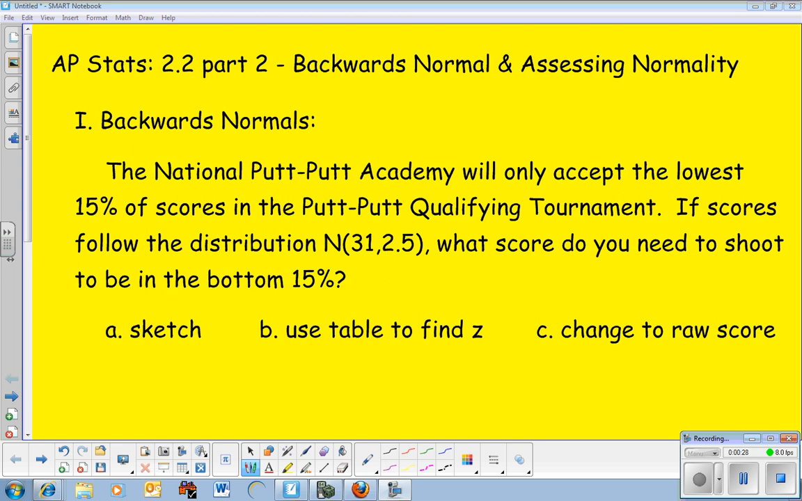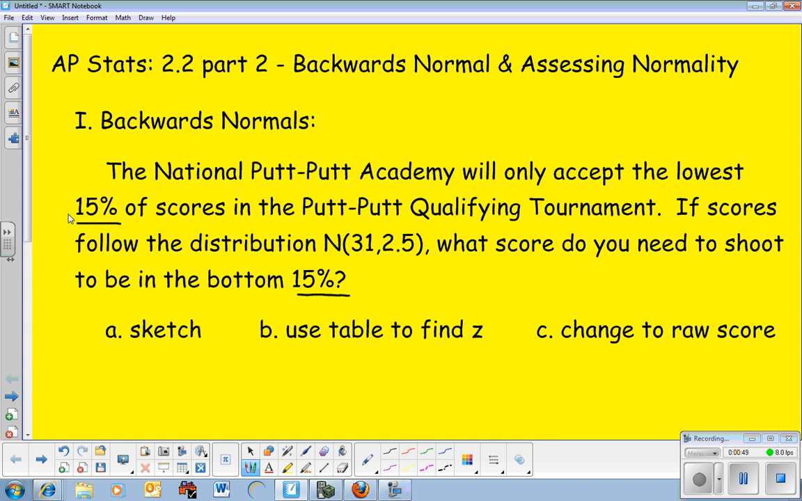In a backwards normal problem, you're going to be given the percentage, and you're going to have to find the raw score, the actual number. And that's going to go with these three steps. We're going to sketch the area we're looking for. We're going to use the table backwards, which I'll show you how to do. And then we're going to use the same z-score formula, but use it the other way.